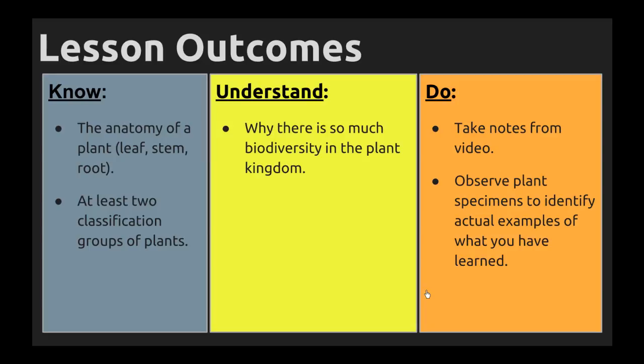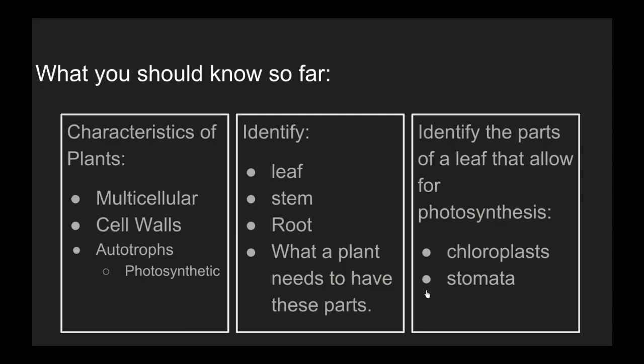Understanding why there's so much biodiversity in the plant kingdom, and I'll give you an opportunity to take a few notes or answer some questions from video, and observe plant specimens in class, as well as get time to study. So some things you should know already based on what you've done are those characteristics of plants that you see on the screen. You can identify those parts of plants, and also the parts of a leaf that you're going to need a microscope to see. And that's why on the counter in the classroom there's a microscope set up.